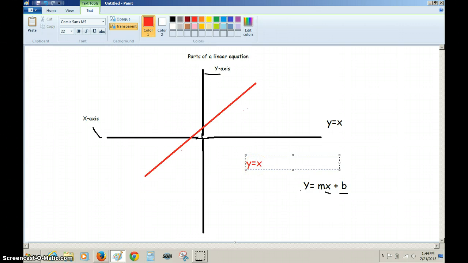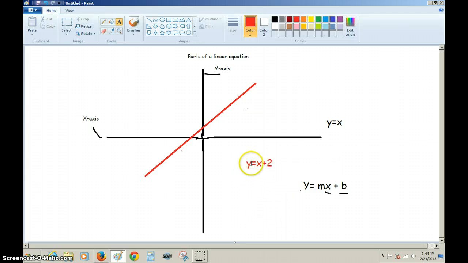Y is equal to m, which was the slope, which is 1, 1x, which again could just be written as x. But this time b is not 0 because over here you can see it's raised up 1, 2. So now that's a positive 2. You're going to put plus 2. Y is equal to 1x plus 2, which is just x plus 2. As you can see, same format as this one. Y is equal to mx plus b. 1x plus 2. b is 2. And now your linear equation is done. Y is equal to x plus 2.